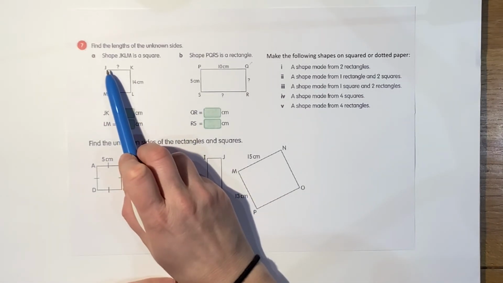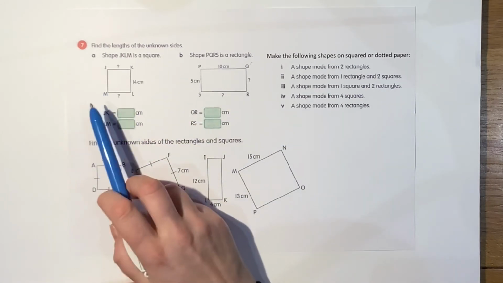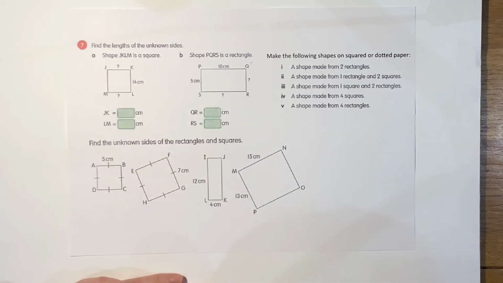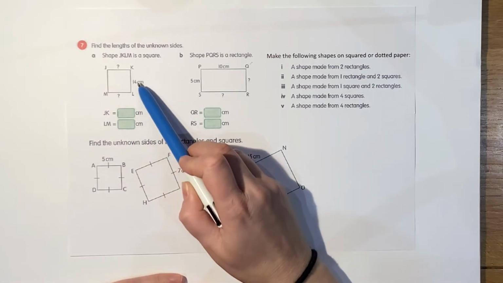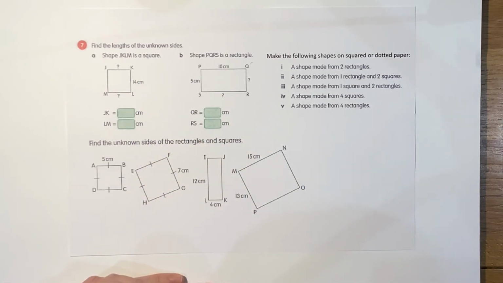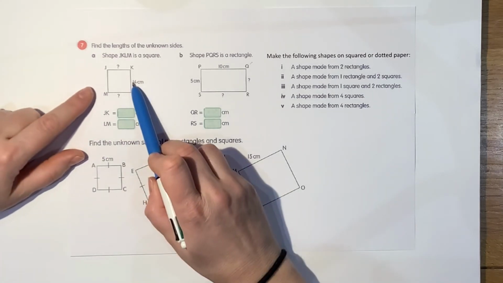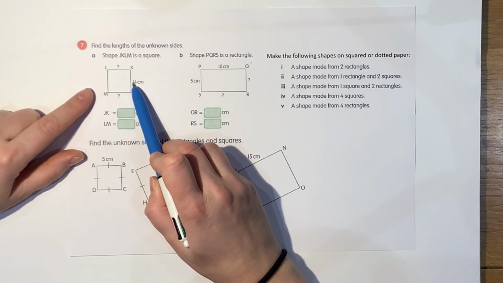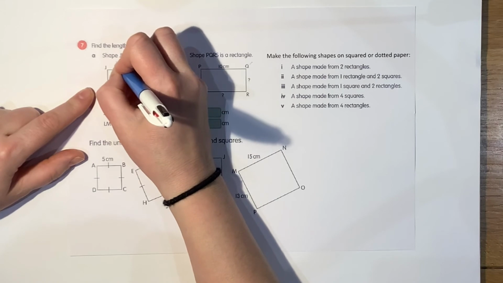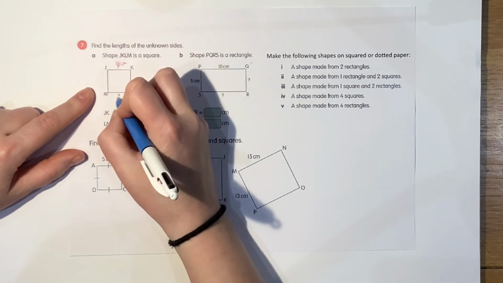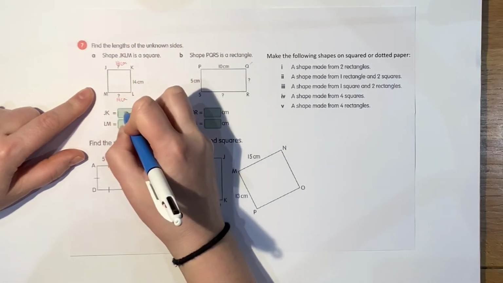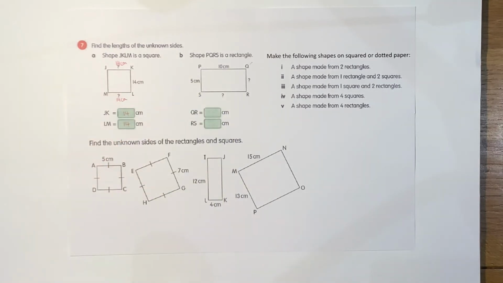Right, we have a square here. We know in a square, we know that opposite sides are equal. And we know that all the sides are equal. So if KL is 14 centimetres, what else do we know? Well, we know that all square sides are equal. So that must also be 14 centimetres, and so must that, because they're all the same.